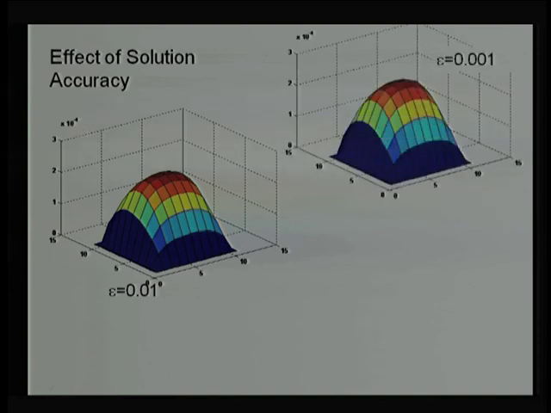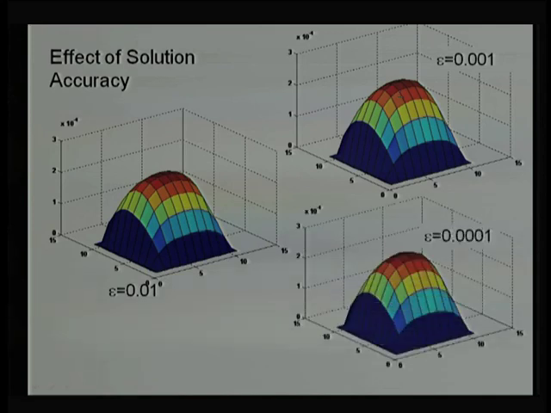Now, if I increase solution accuracy, say instead of 0.01, I want to maintain a solution accuracy of 0.001. Instead of 1% error in a summation, we say 0.1% error in summation. We find a slight improvement in the maximum value of the pressure, but not that significant an improvement. The pressure value is increasing to some value, so slightly a higher value.